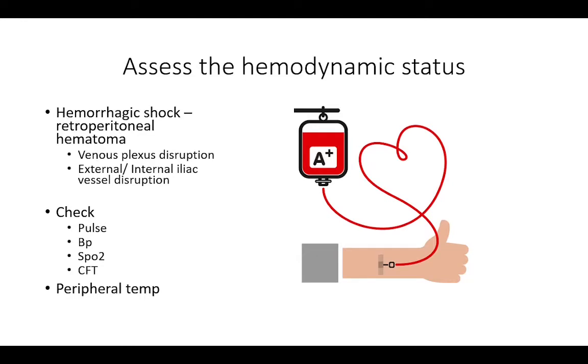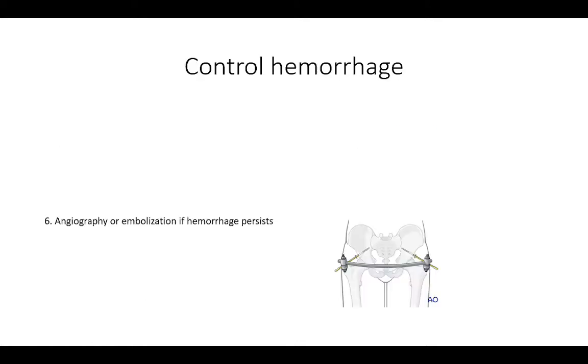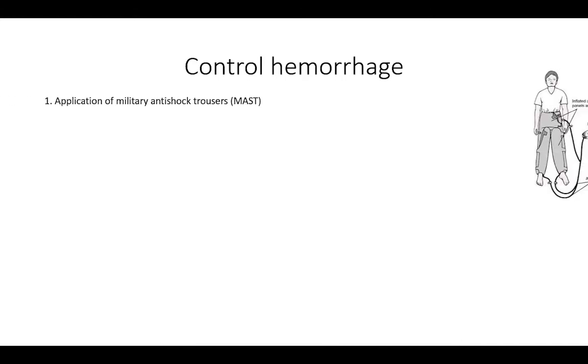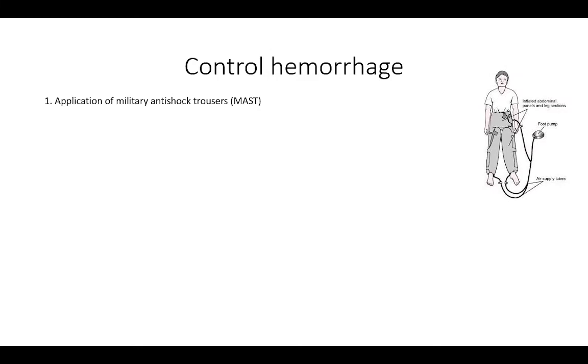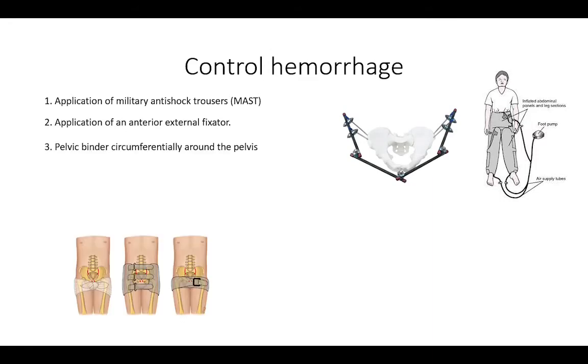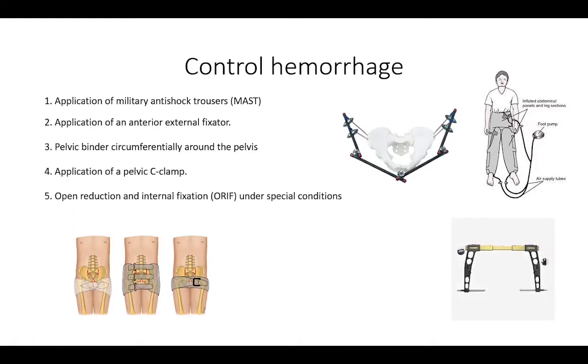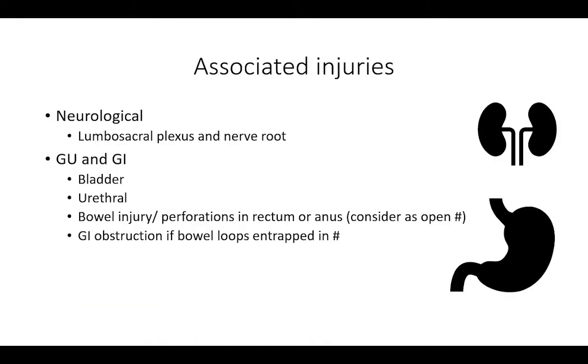Peripheral temperature is also a good indicator whether the patient is going into shock or not. The most important methods to control hemorrhage in pelvic fractures include the application of mask trousers, which give an external compression, the application of an anterior external fixator, using a pelvic binder circumferentially around the pelvis at the level of the greater trochanter, application of a pelvic C-clamp, open reduction in some cases, and angiography or embolization if hemorrhage.